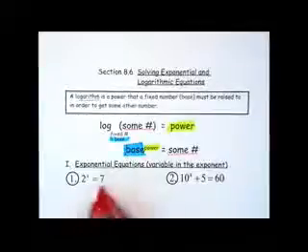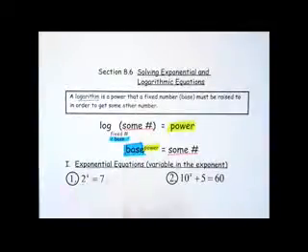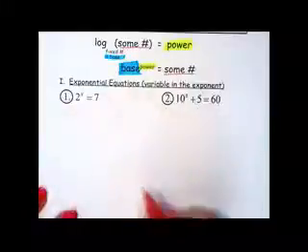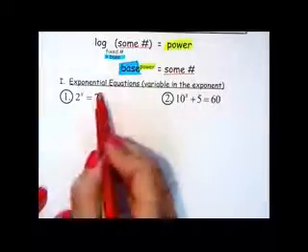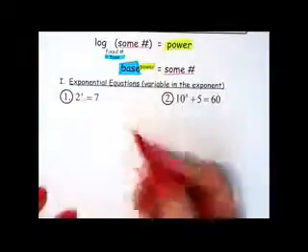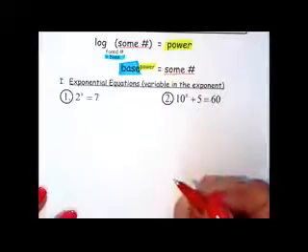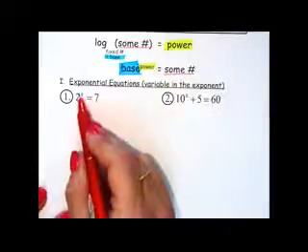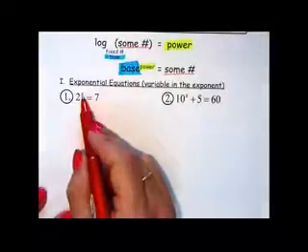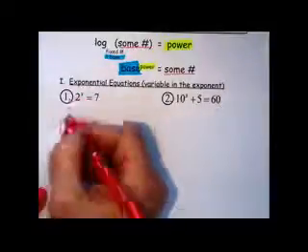So the first set of problems we're going to do is solve exponential equations where the variable is up here in the exponent. Alright, so we have 2 to the x equals 7. Well, in order to solve for this variable up here, we need to release it from this base. And we learned before that if we take the log of both sides, it will allow us to release this exponent. So that's what we'll do.